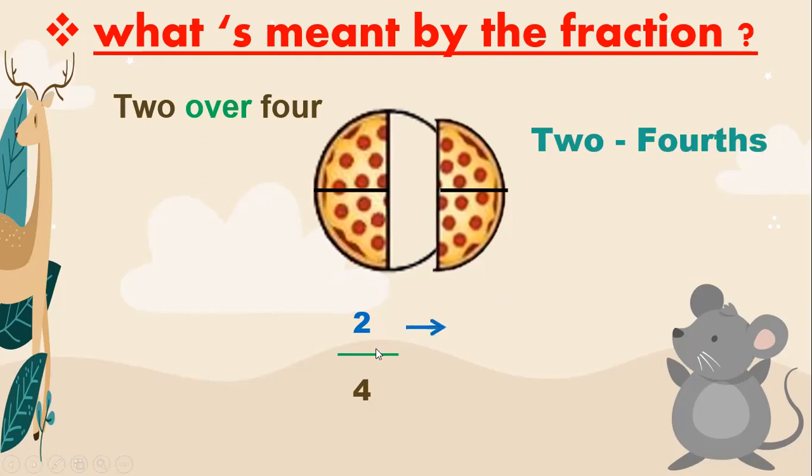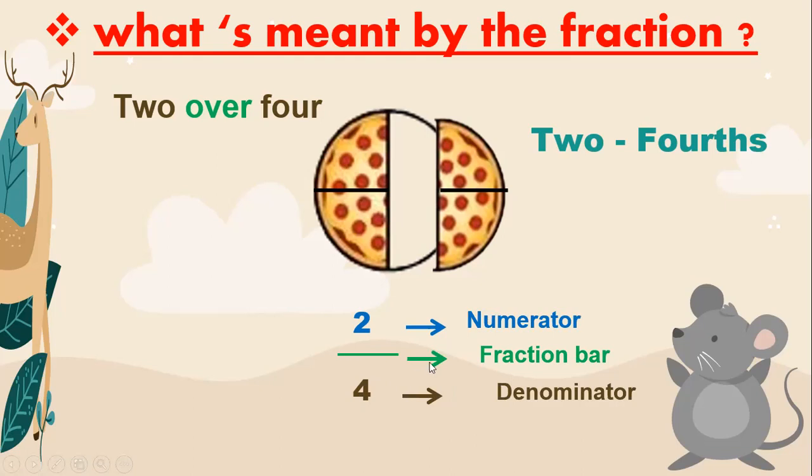Okay? The number at the top, 2, is called numerator. All of you repeat after me. Numerator, numerator, okay? While 4 is called denominator. Denominator. 4 is called denominator. And this, in green, is called the fraction bar. Okay?